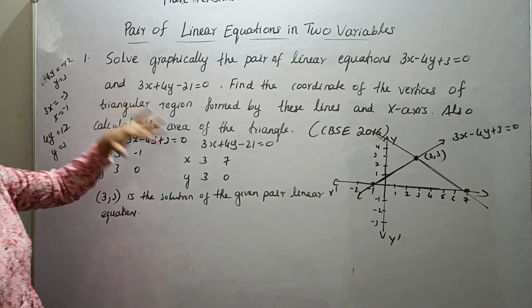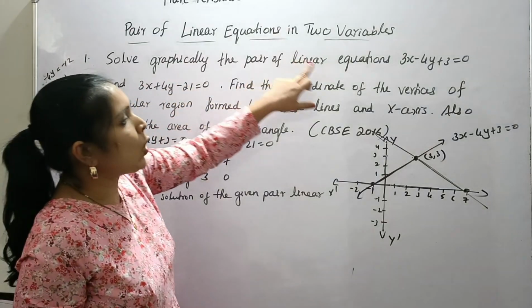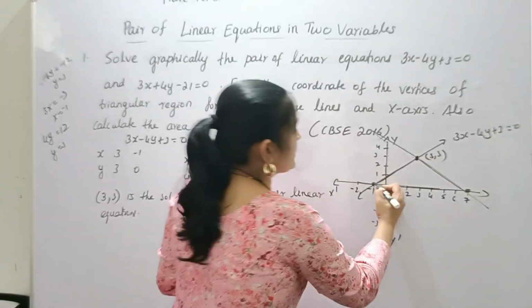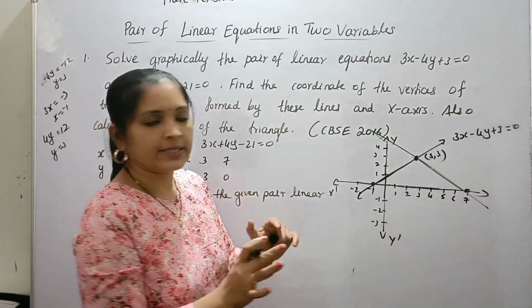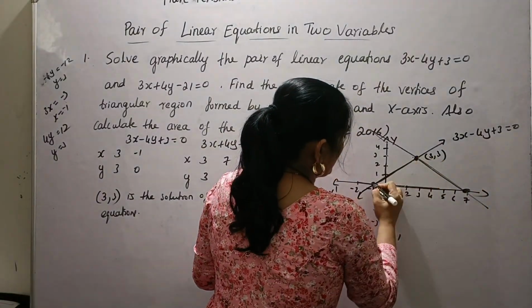Okay, now next question. Here, find the coordinates of the vertices of the triangular region. See, it is the triangular region, and we have to find the vertices. Okay, see, these are the vertices: first one, second one, third one.